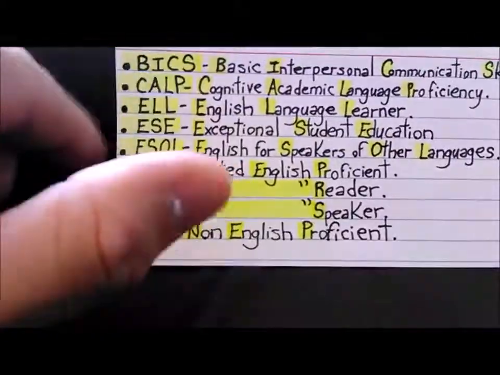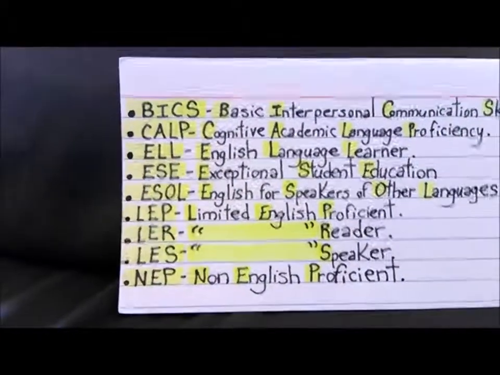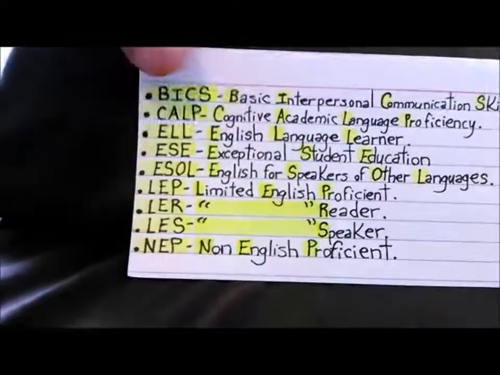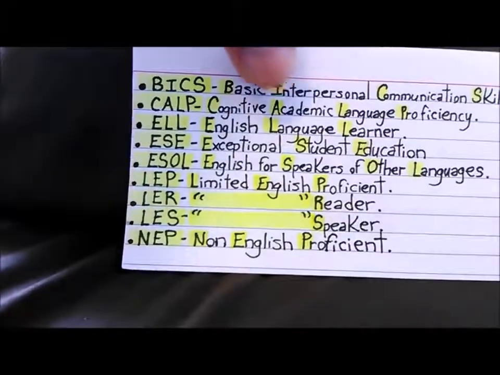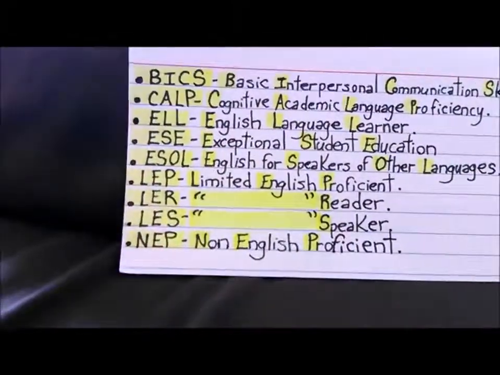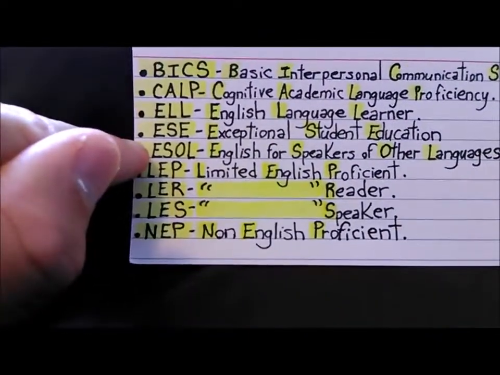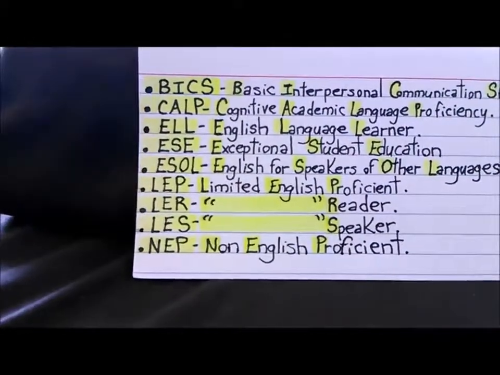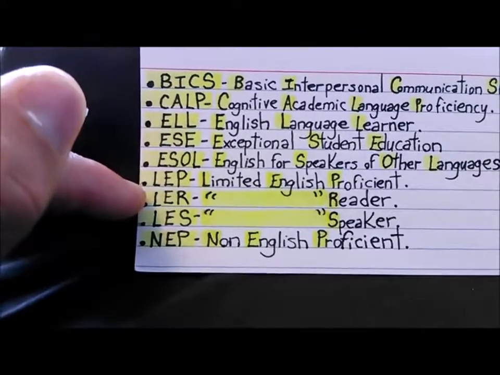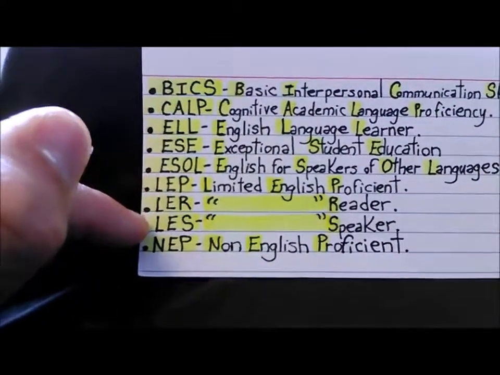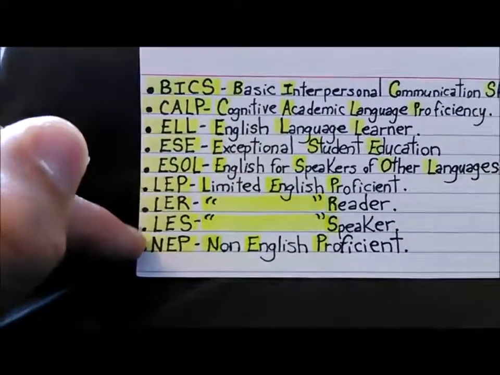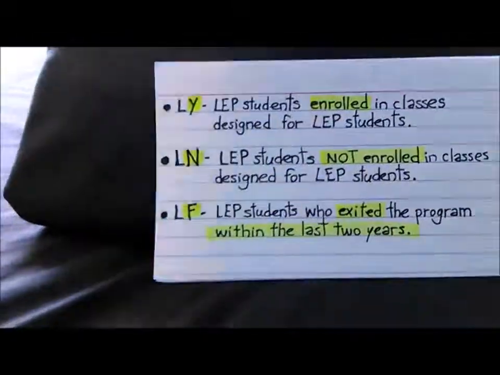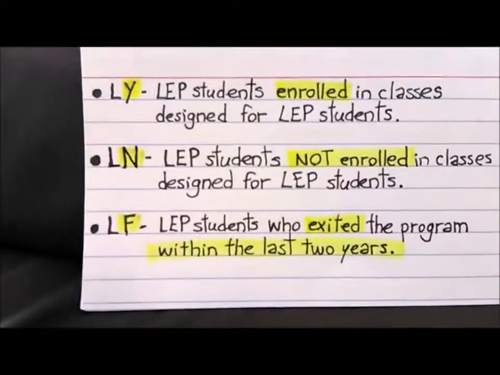Oh, these are little acronyms right here. You have BICS, Basic Interpersonal Communication Skills; CALP, Cognitive Academic Language Proficiency; ELL, English Language Learner; ESE, Exceptional Student Education; ESOL, English for Speakers of Other Languages; LEP, Limited English Proficient; LER, Limited English Reader; LES, Limited English Speaker; NEP, Non-English Proficient. Okay. What is LY?